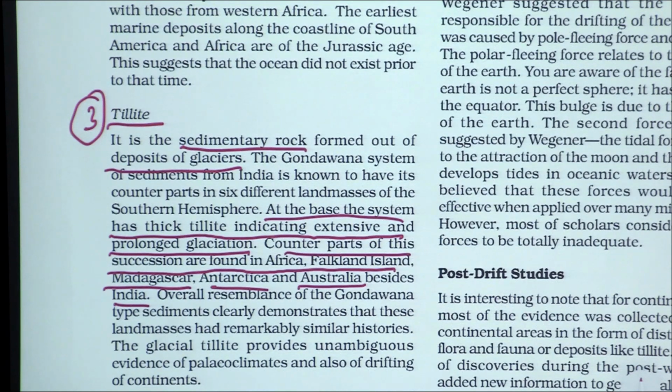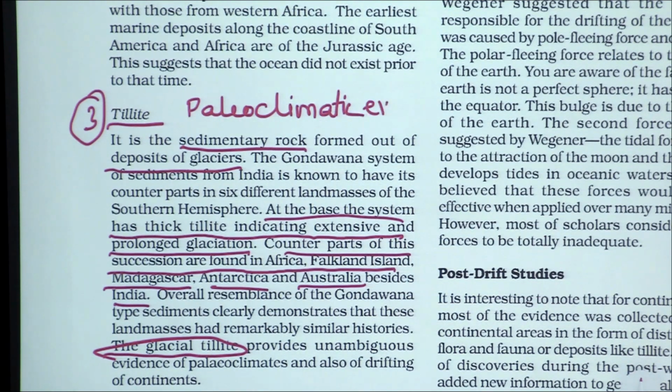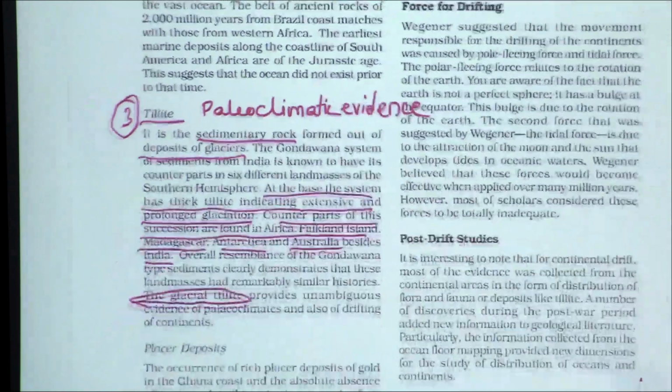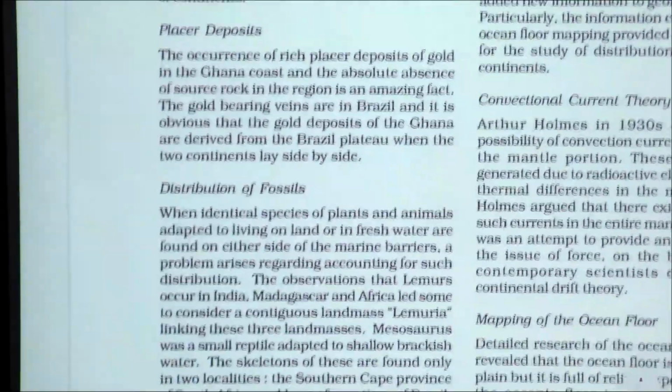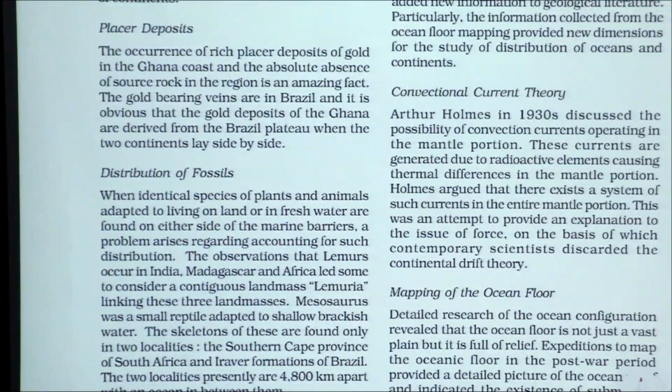So it is basically the glacial tillites which are giving us what is called paleoclimatic evidence. You can also call it evidence of glaciation. And then the NCERT also mentions two more evidences, if I just highlight it.